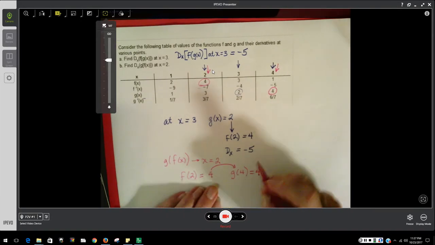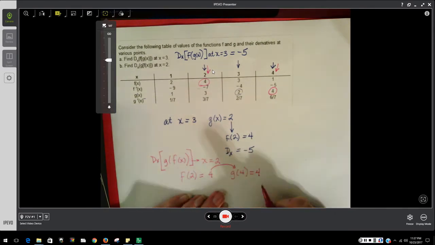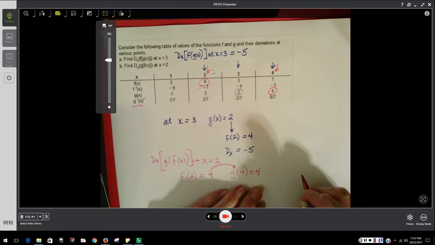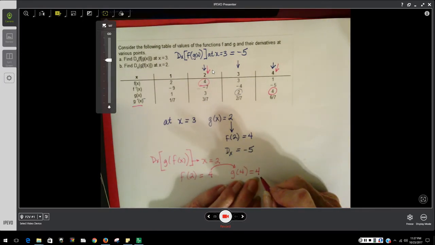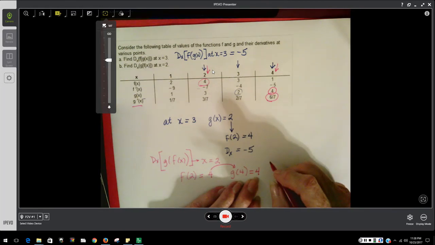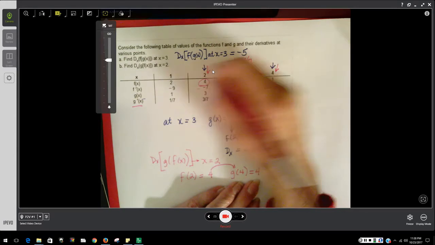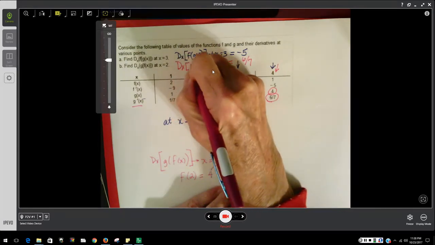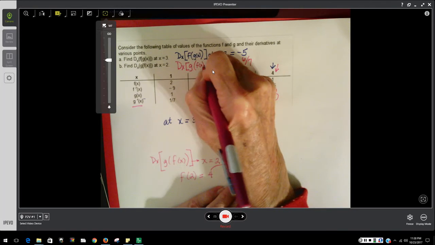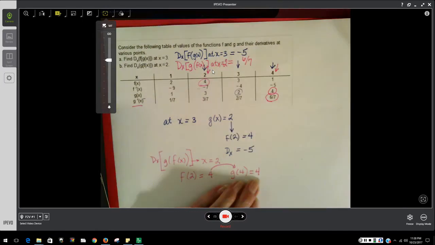So since we're actually taking the derivative of g of x, that would be this line, and we're needing to take the derivative at the value 4, then the value of the derivative of g of x is 6 over 7. So that's how you follow the table.